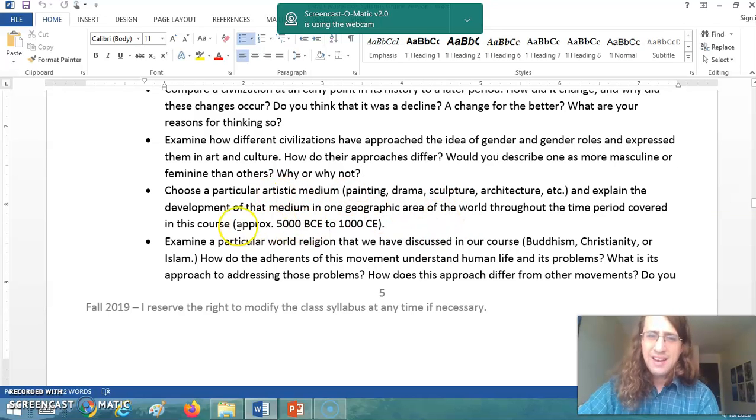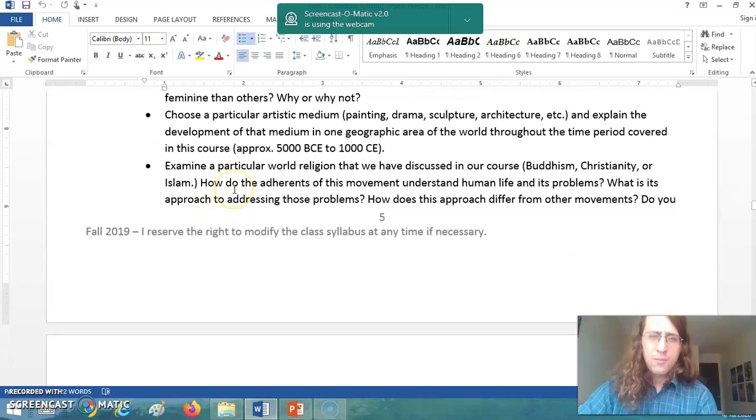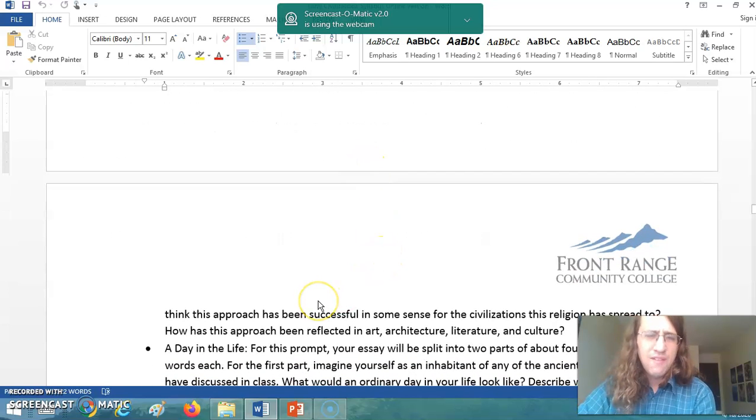Think about that. You could look at a particular world religion. We're still kind of digging into the ways that world religions change the world, but you can look at how the adherents of that movement understand the problems of life and how they try to solve the problems of life. And do you think they've been successful? These are questions we've kind of been looking at already.